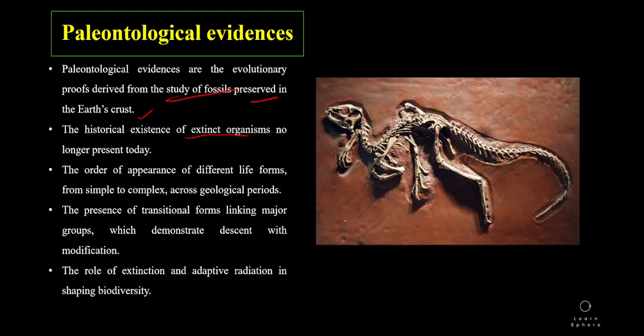These paleontological evidences help us to study the order of appearance of different life forms, from simple to complex ones. Then the presence of transitional forms which link major groups and demonstrate descent with modification. These types of evidences also help us to study the role of extinction and adaptive radiation in shaping biodiversity.